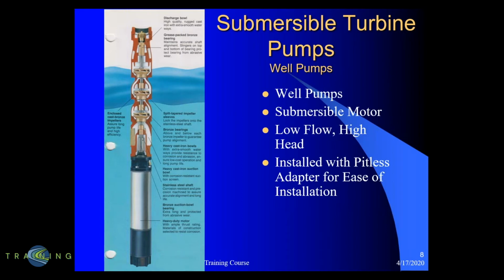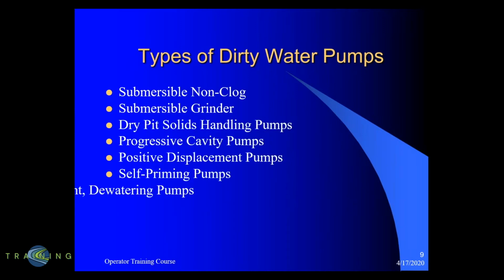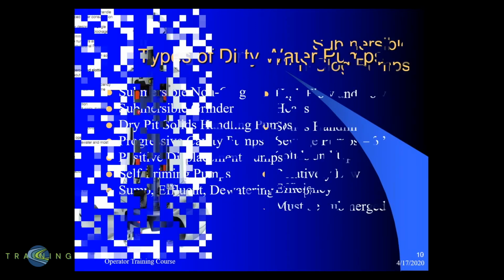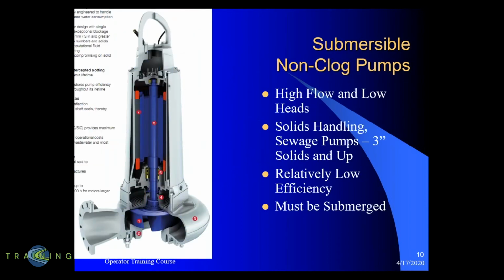So we'll move on to dirty water pumps. Some of the things that are not as fun to mess with. This one we'll start with is a submersible non-clog. These are high flow and low head pumps. They have to pass a 3-inch solid in order to be approved in the state. The requirement is because the purpose of this is to pass raw sewage, and they want to make sure that all of these are able to pass a 3-inch solid.